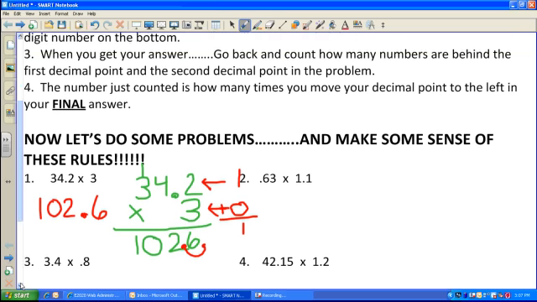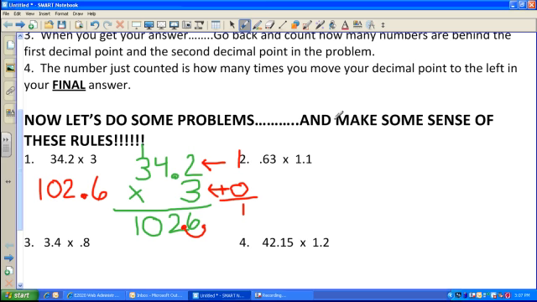So let's look at problem number 2 and follow these rules. Let me change my color up. All right, so I have 0.63 times 1.1, following the rules. I'm going to rewrite my problem.